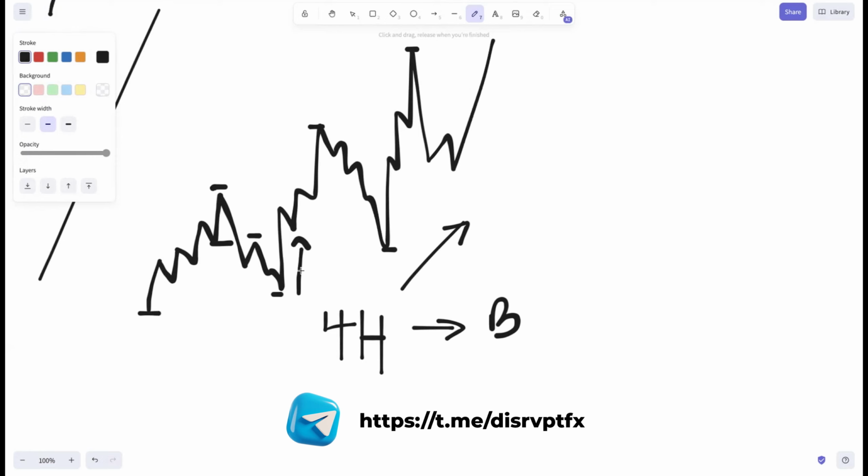Now, what we want to do is identify the series of resistance levels that have been broken. Let me take this typical example. Here you notice that the market moved up and made a retracement, and it broke structure.